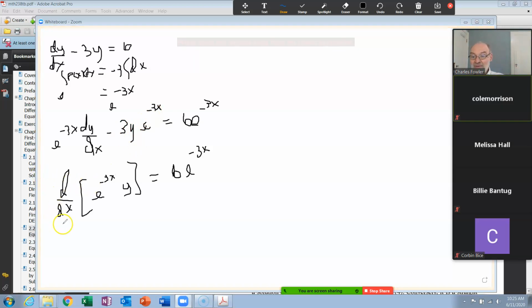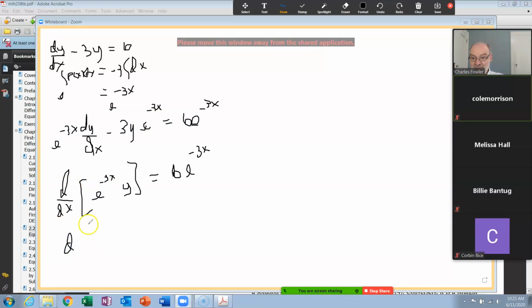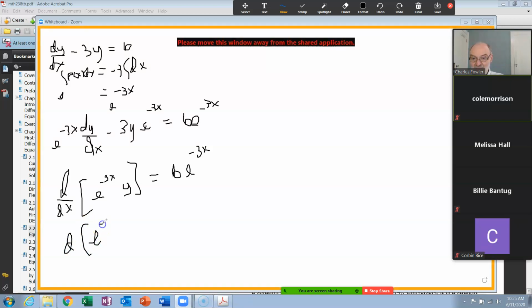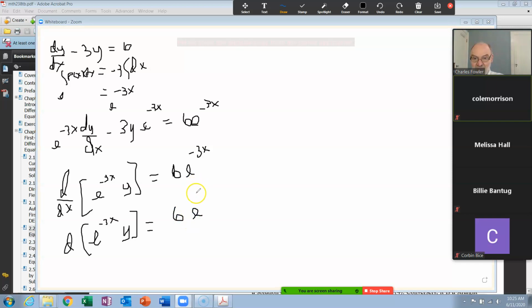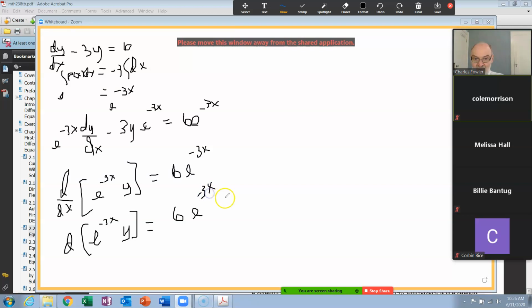So what I like to do now is write that in differential form. This will be d of e to the minus 3x times y. Probably should have written the y first, but I got started on that. And then move my dx over here, 6 e to the minus 3x dx.